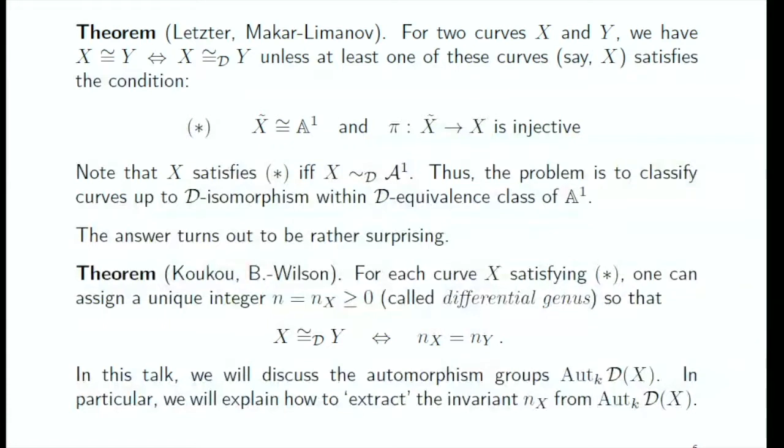So if you take an affine line and take any cuspidal curve which has the normalization of the affine line, and the normalization map is injective, so in other words, topologically you just take a sort of simply connected curve, but with arbitrarily bad cusps. Then it turns out to each such curve you can assign a unique non-negative integer, which we call the differential genus, such that two curves are differentially isomorphic if the corresponding numbers are the same. So in other words, within this class of curves, curves are classified up to differential isomorphism by a unique non-negative integer. So this integer appears in many different ways.